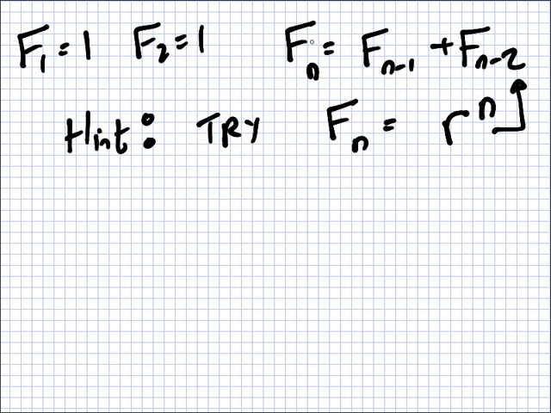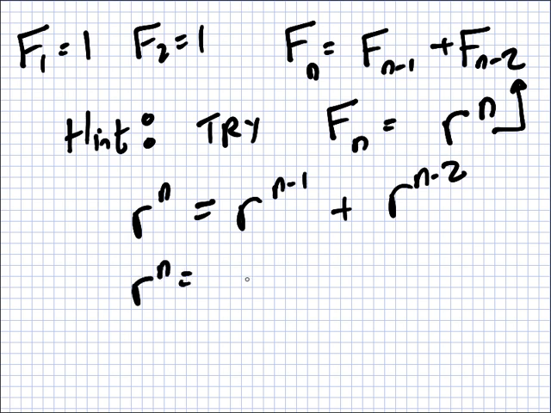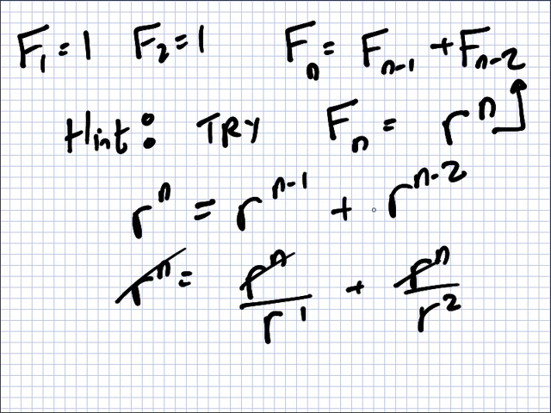So if Fn is equal to R to the n, what does this become? R to the n equals R to the n minus 1 plus R to the n minus 2. Now, I think we saw this in a tutorial perhaps. We can clean this up a little bit. We can say this is R to the n, and what can we change this into? R to the n over R to the 1 times n minus 1? And this one would be R squared. Well, what's in common here? On the top. Yeah, so I can cancel those out.